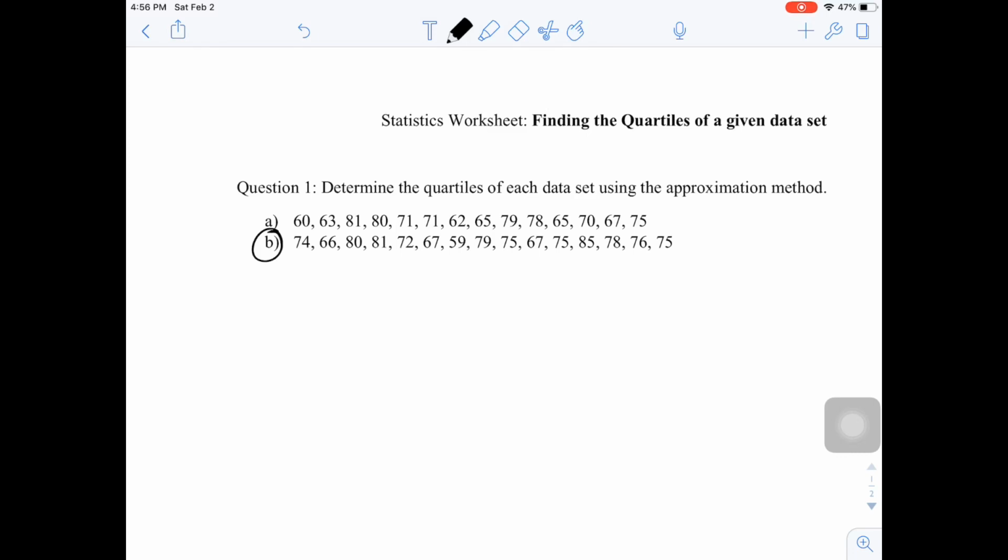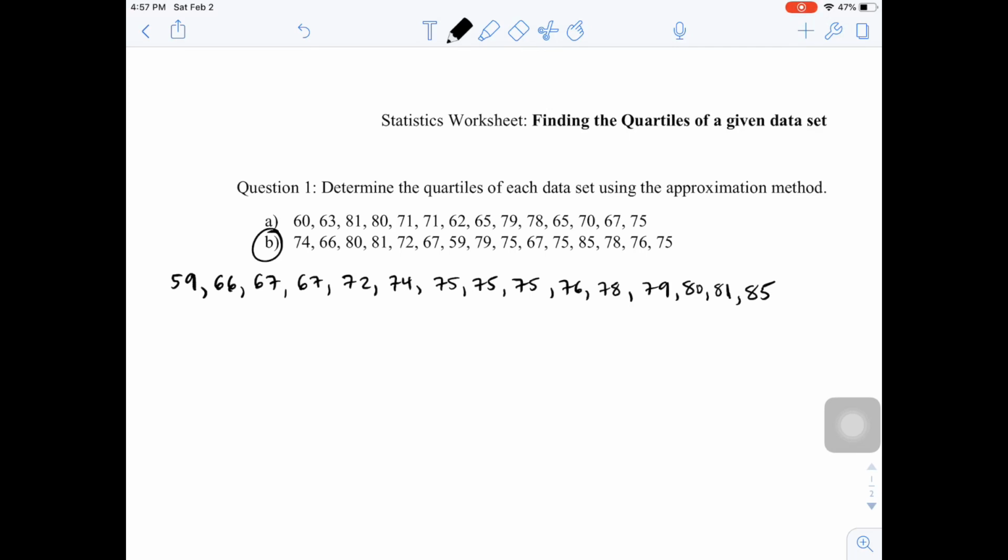So we will get, now that our data set is placed in order, the next thing we need to do is to find the median. Median is the very middle value of the data set. It's the value that breaks the data set into two equal parts. To do that, we first need to know how many values we have. Here, if we count the number of values, we see that we have 15 numbers.